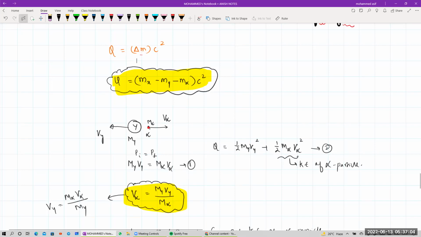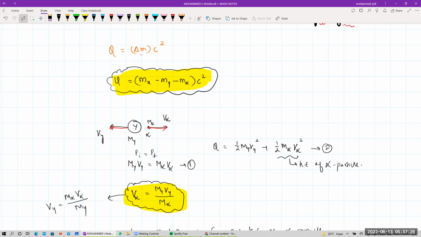This is your alpha particle. The alpha particle is moving in the forward direction, and the daughter nucleus is moving in the opposite direction, so the momentum is in the opposite direction. Initial momentum is equal to final momentum. So mass of daughter nucleus Y times velocity of daughter nucleus Y is equal to mass of alpha particle times velocity of alpha particle. If it asks for the velocity of the alpha particle, it will be m_Y v_Y divided by m_alpha.